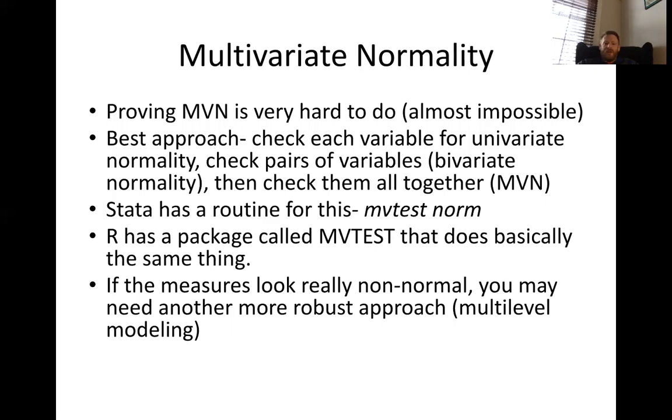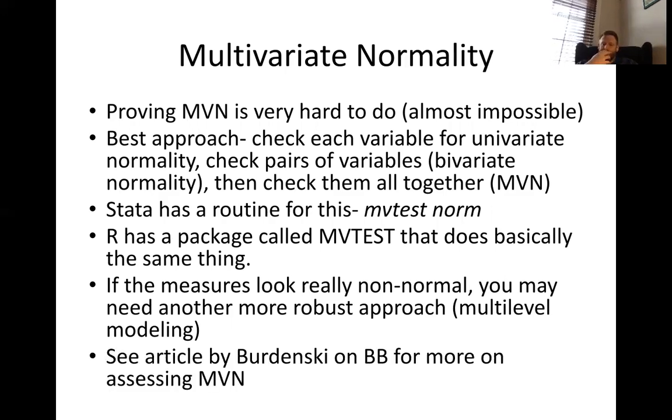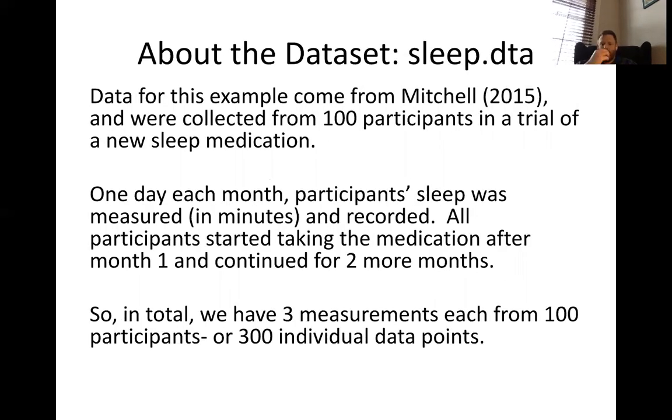If the measures look really non-normal, you might need another approach, maybe like multilevel modeling, or you might need to do some transformations on your variables. There are other more robust methods that you can use, but ideally, this is an assumption that should be met. I have a sample article by Burdenski on Canvas, as opposed to Blackboard, that has more information on assessing multivariate normality. If you're interested, you can also just shoot me an email. But it's another assumption that you see quite a bit.